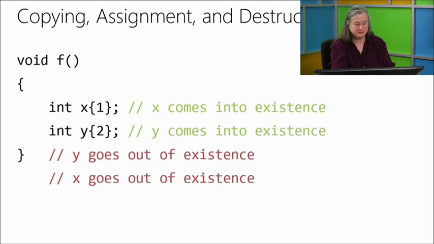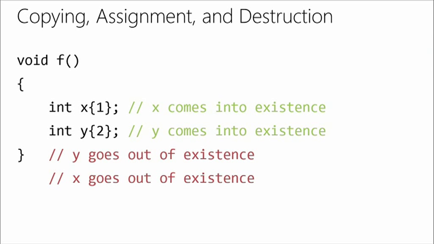So you saw this slide before. These are just integers. X comes into existence when we hit the line that declares it, then Y comes into existence on the next line, and then when we hit the close brace, they go out of existence in the opposite order. When they're integers, nothing much happens when they come into existence and go out of existence, other than the person who's responsible for handing out memory keeps track of where there's memory available to be handed out.